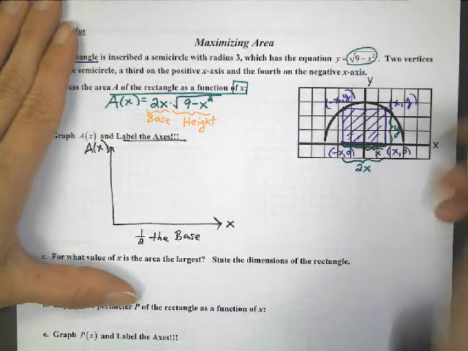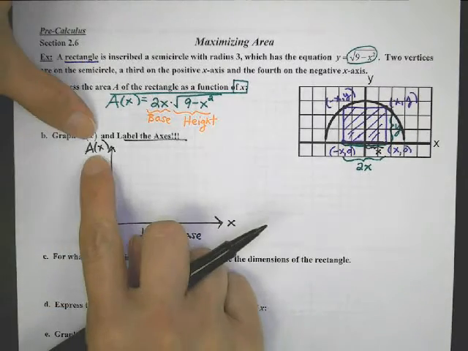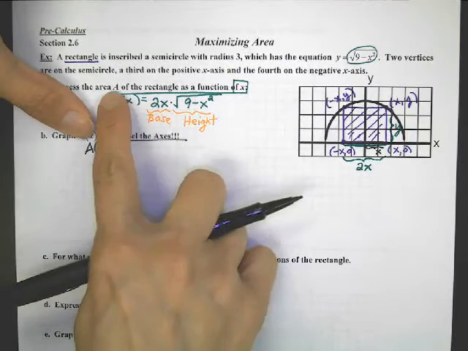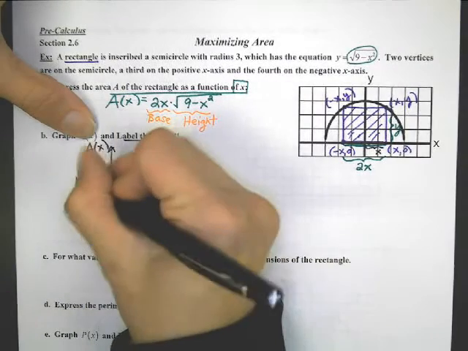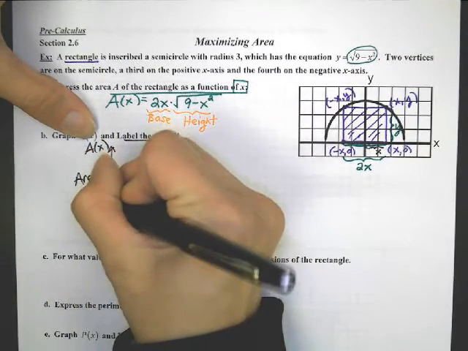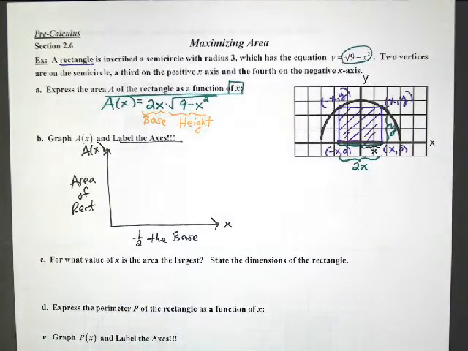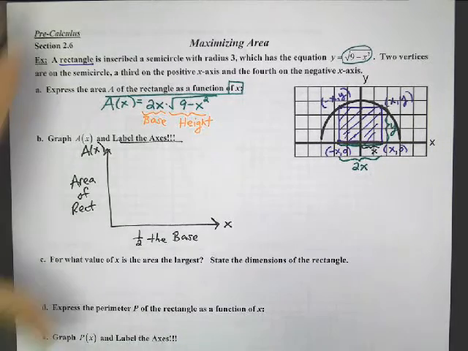It's very similar to yesterday, but with some changes. A of x. What does this A of x equation represent? Well, they told me to write the area of a rectangle, so that's what this equation is. Area of the rectangle. Okay, it doesn't say this explicitly, but you have to find the domain so you know how much x-axis to show.